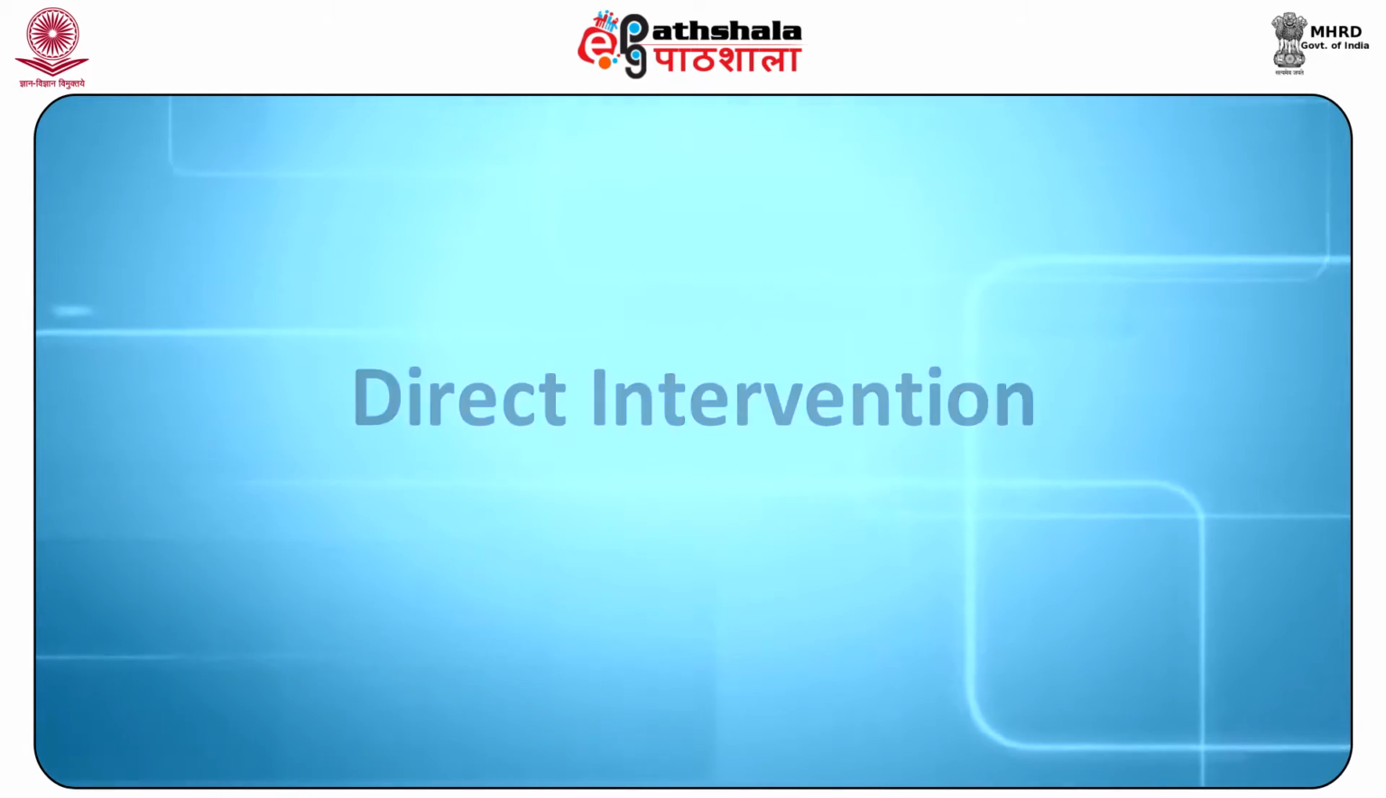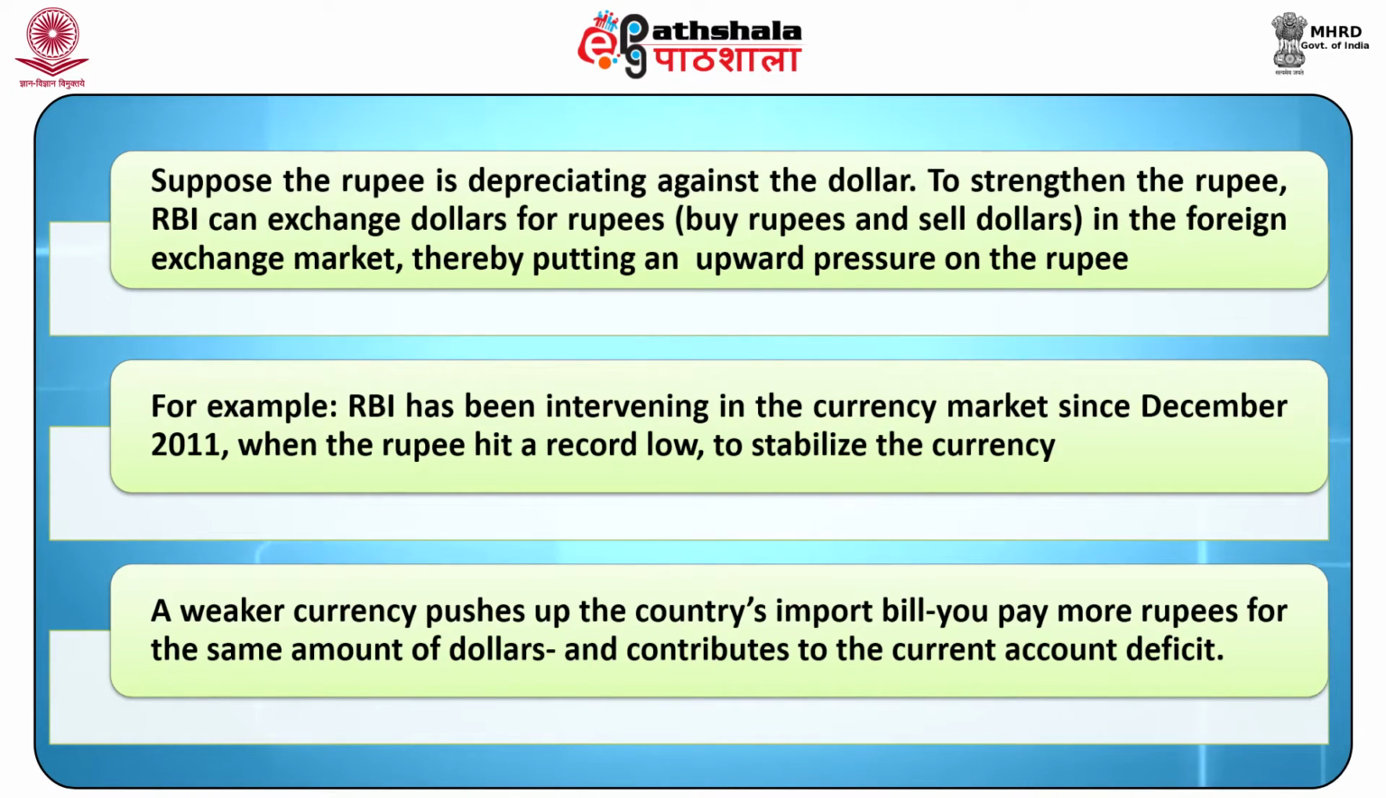Types of government intervention. Government intervention can be categorized into two: direct and indirect. Direct intervention: suppose the rupee is depreciating against the dollar. To strengthen the rupee, the RBI can exchange dollars for rupees, that is, buy rupees and sell dollars in the foreign exchange market, putting an upward pressure on the rupee.